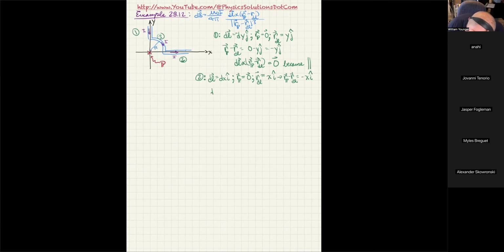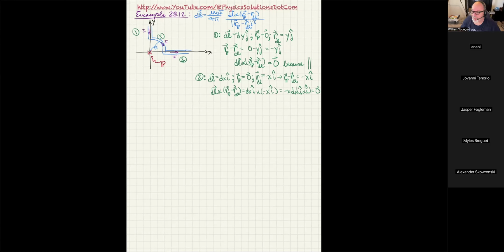So that means DL cross RP minus RDL has got to equal dx i hat cross negative x i hat, which gives us negative x dx i hat cross i hat. And this is what I didn't show you last time, but i hat cross i hat has to be 0, so that's why that one came out. So again, like I said in the previous line, it's because the two vectors are parallel. That's the same thing here.